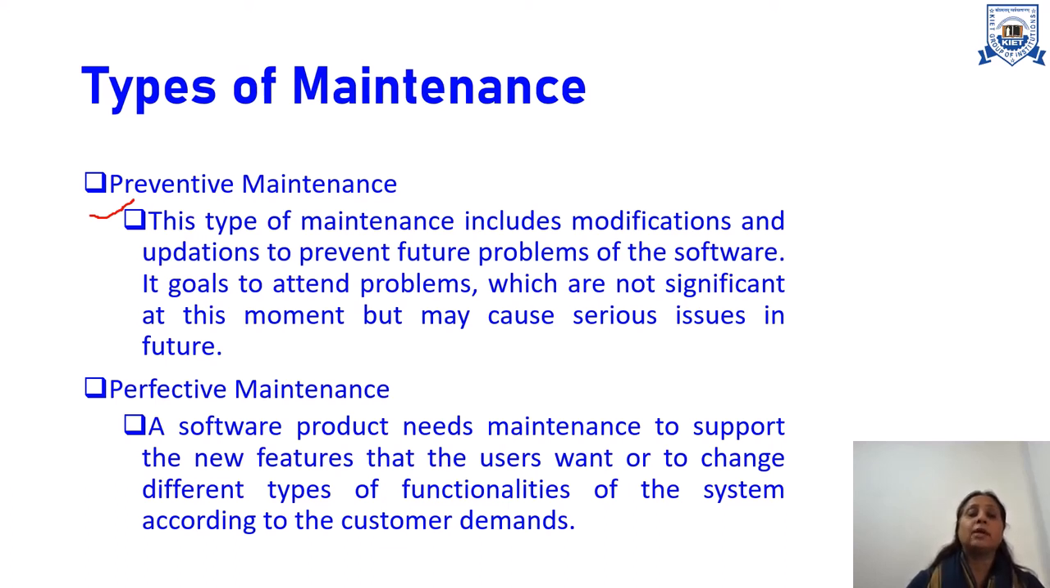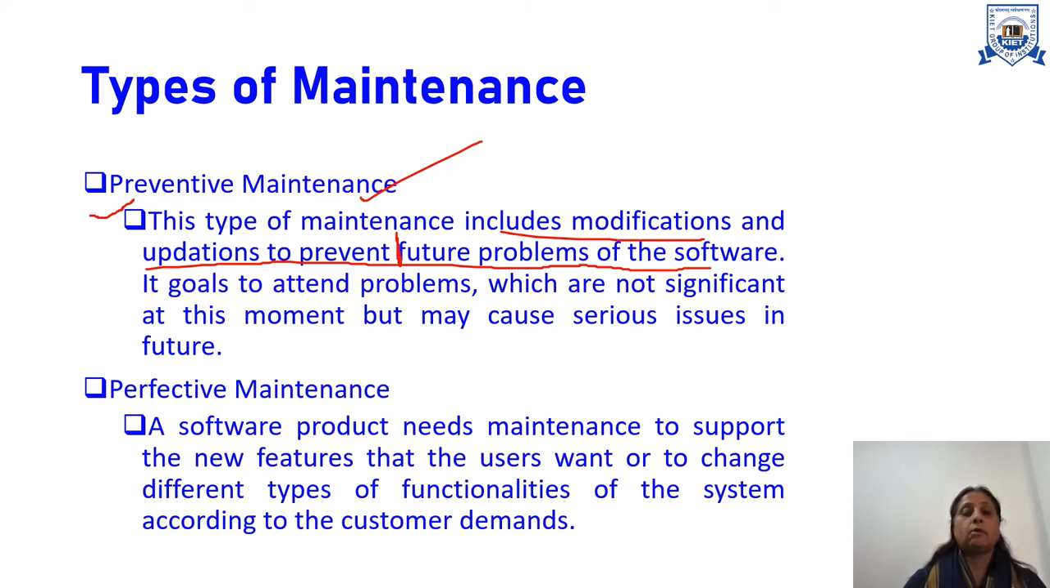So in that case, we have taken the future problems initially. When we attend to future problems, it comes under preventive maintenance. This type of maintenance includes modifications and updations to prevent future problems of the software. So when we are addressing the future problems, that comes under preventive maintenance. Next one is the perfective maintenance.